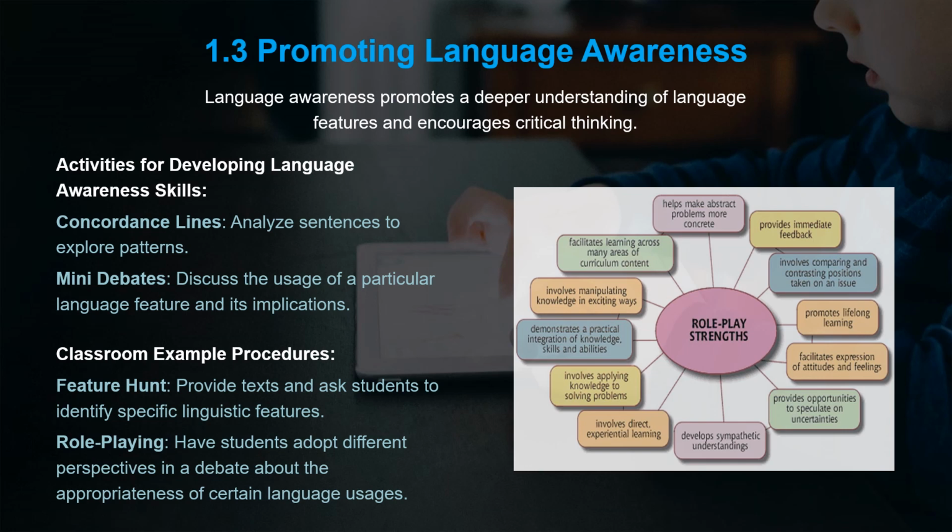Classroom example procedures. Feature hunt. Provide texts and ask students to identify specific linguistic features. Role-playing. Have students adopt different perspectives in a debate about the appropriateness of certain language usages.